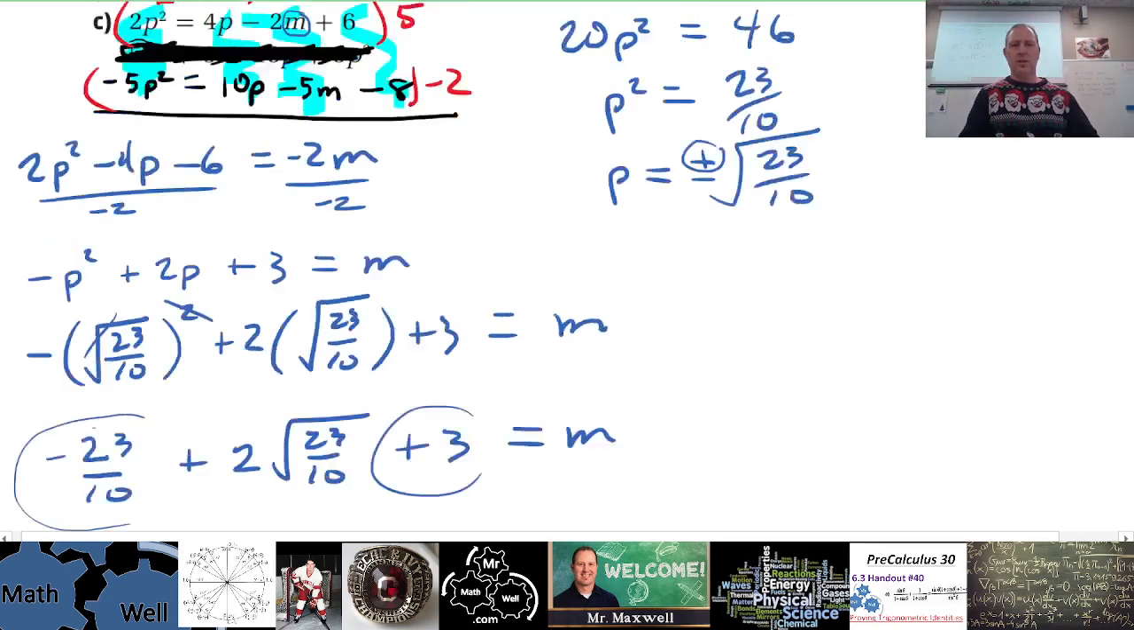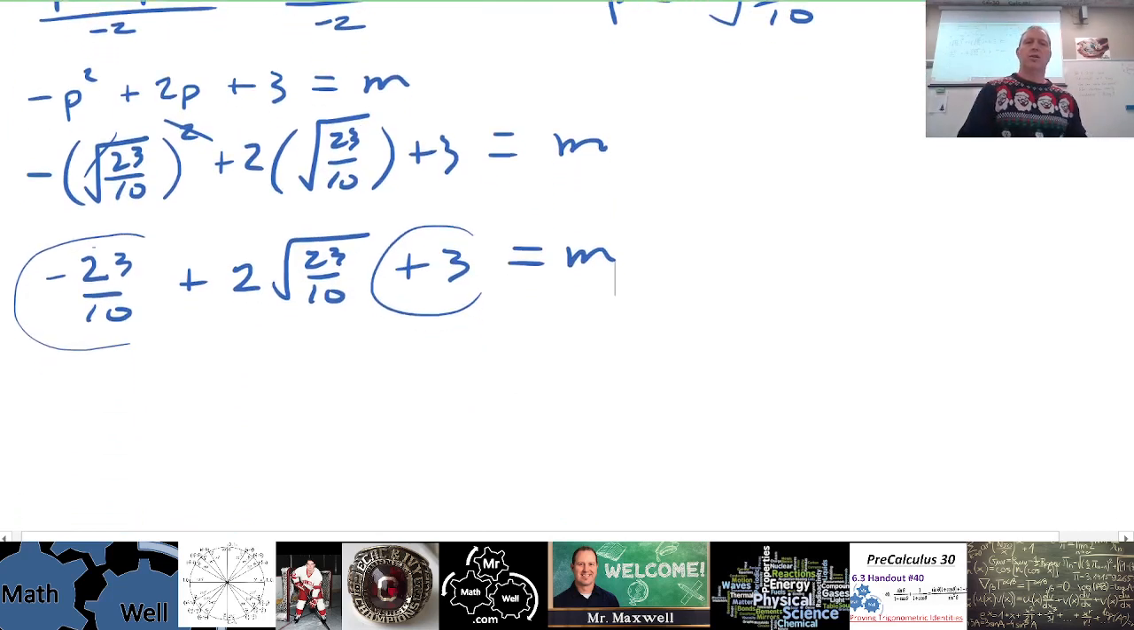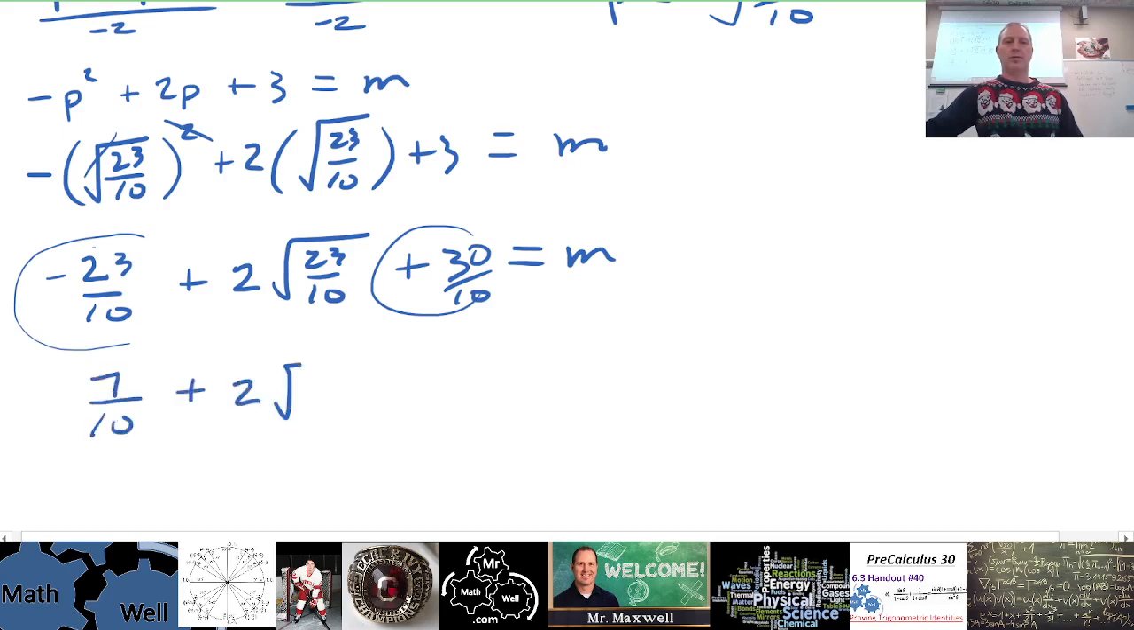Does it say in the question they want decimals or no? No, it doesn't say anything about that. So we will use this opportunity to work with our radicals because they're tough to do, and working with radicals needs to take some practice. So 3 as a fraction over 10 is going to be 30 over 10. You good with that? So 30 minus 23 is 7 over 10 plus 2 root 23 over 10.